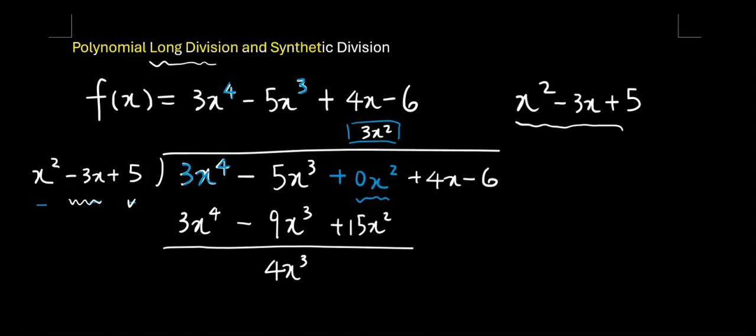Okay? 0 minus positive 15, that is negative 15. And don't forget x squared. Then you drop down this guy, and that is a positive 4x. All right, I'm going to raise this page a little bit higher for you.